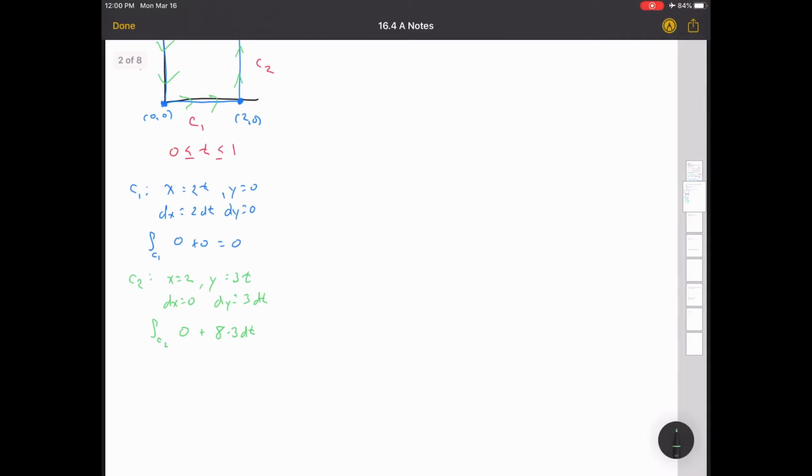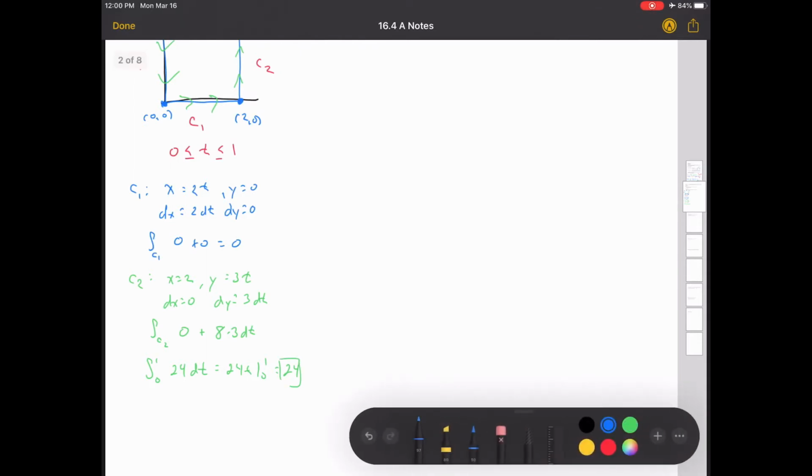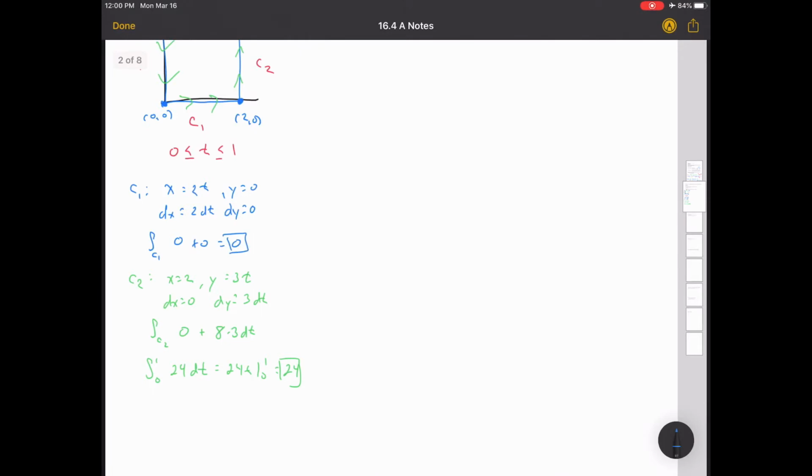So we're going to end up with the integral from 0 to 1 of 24 dt, which of course is just going to be the antiderivative, 24t from 0 to 1, which is just 24. So far, we've done 2 of them. We've gotten 0, we've gotten 24. Let's go ahead and take a look at C3.